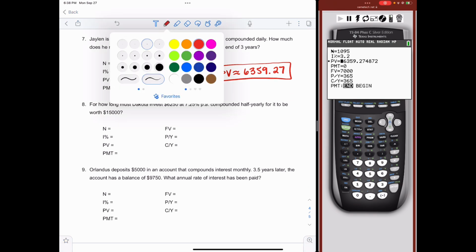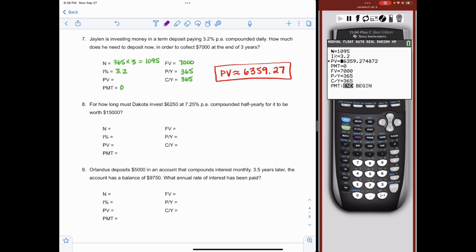Number 8. How much or how long should Dakota invest $6,250 at a 7.25% interest rate that is compounded half yearly for it to be worth $15,000? So we're trying to find N here. So I'm going to put 0 for N because I don't know it right now. The interest rate is 7.25. The present value of her investment is going to be $6,250. So I'm going to put a negative $6,250 because it's like she's giving the money away.